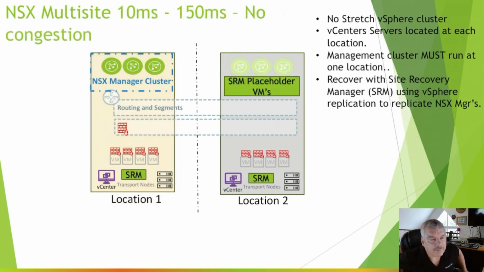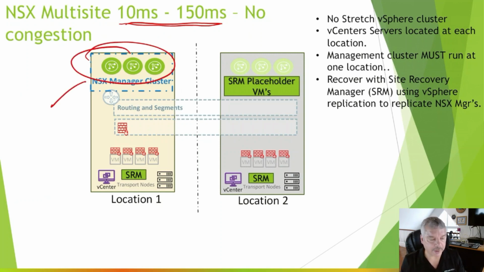Now, suppose you have more than 10 milliseconds between the sites, so 10 to 150 milliseconds and no congestion. At that point, guess what? Whether this is 1 site, 2 sites, 3 sites, I really don't care. Your management cluster has to run at 1 site. As soon as you have more than 10 milliseconds latency between your sites, you have to run your management cluster at 1 site. No ifs, ands, or buts.